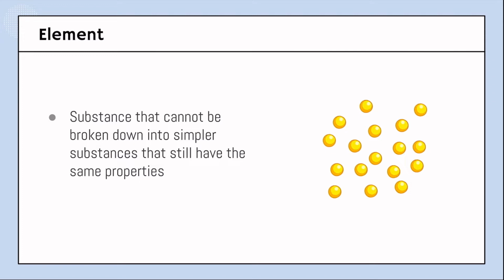So now I will talk about the difference between elements, compounds, and mixtures. Elements are substances that cannot be broken down into simpler substances that still have the same properties. This means that elements are substances made up of one type of atom.